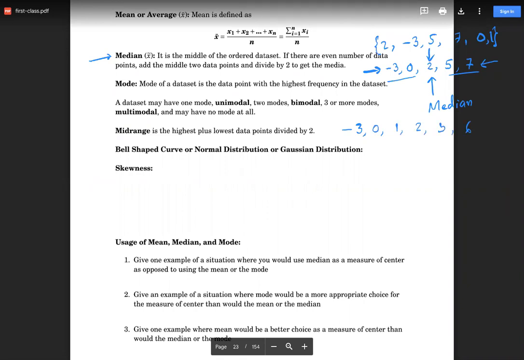Now the middle is not so obvious. It should be right here, between these 2 data points. And that's exactly what we do. We take these 2 data points, add them, and divide by 2. So it's going to be 1 plus 2 divided by 2, which is 3 divided by 2, which is 1.5. So for this data set, 1.5 is the median.